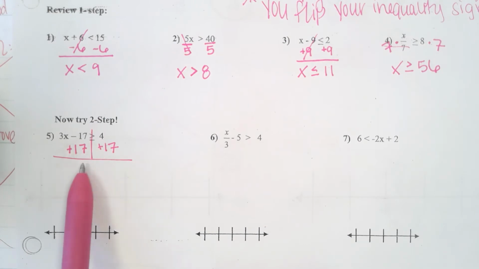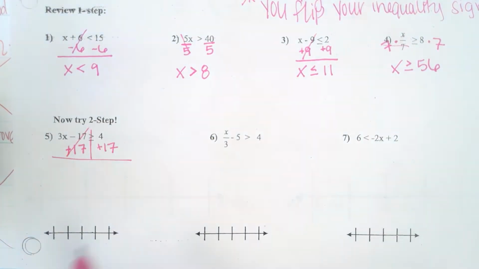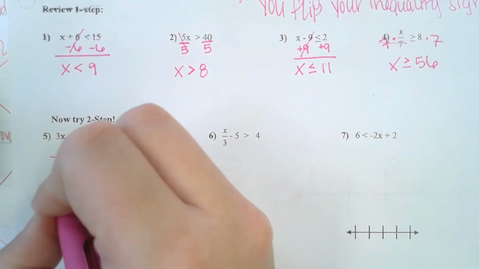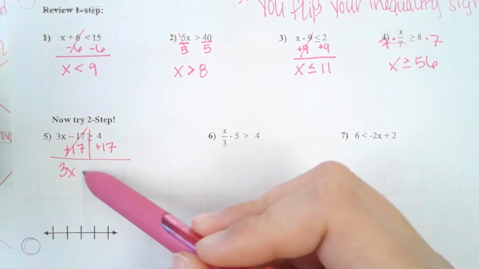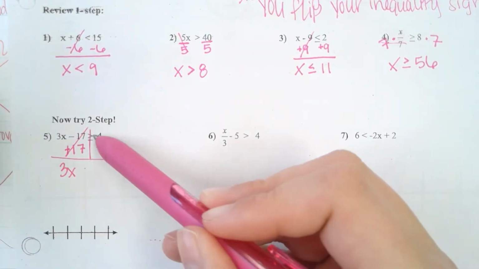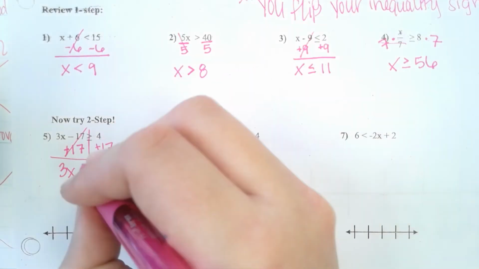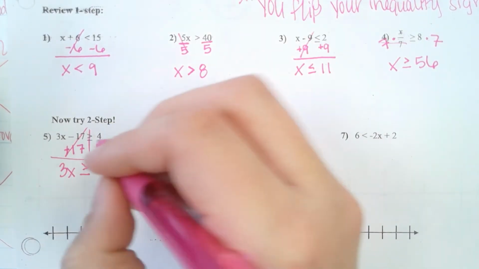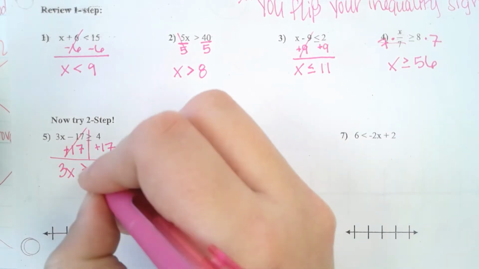So your minus 17 plus 17 cancel because that equals 0. We are left with 3x. And remember, there's not an equal sign anymore. You're going to keep that inequality sign, so it's greater than or equal to. And then 4 plus 17 is 21.